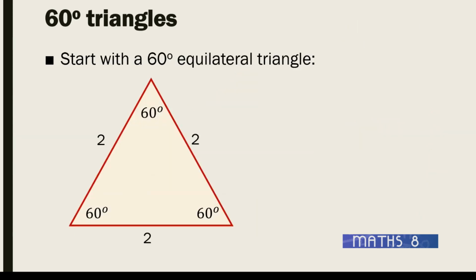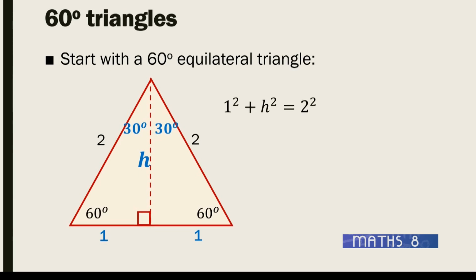If we start with an equilateral triangle, we know that all the angles are 60 degrees, and we can create a right-angled triangle by splitting the triangle down the middle. Now, if we call the height h, we can use Pythagoras to find h. 1 squared plus h squared equals 2 squared. So h squared equals 3. So h equals the square root of 3.